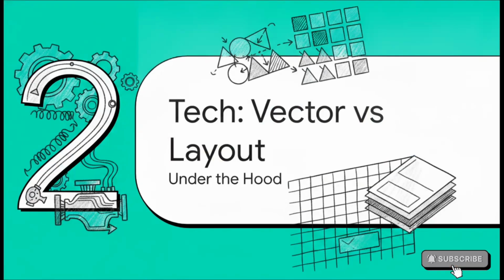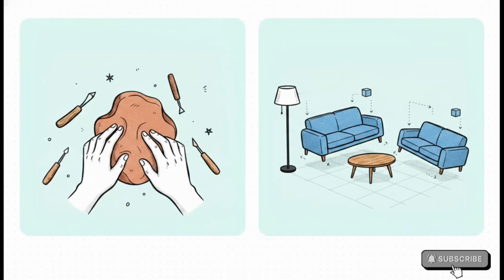Section 2, tech check. Vector versus layout. To really get an accurate answer to that question, we can't just look at the surface-level features. We need to pop the hood and look at how each of these tools handles graphics on a fundamental level. Let's look under the hood to really build a solid foundation here. Adobe Illustrator is a vector-based software. It uses mathematical formulas to create anchor points and lines. Think of working in Illustrator kind of like sculpting from a giant block of raw clay. You can mold it from absolute scratch into literally anything you want.